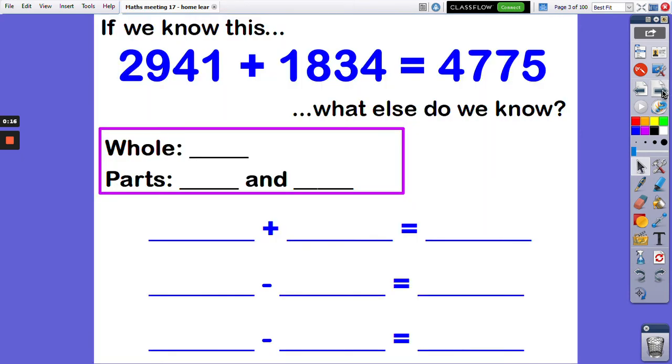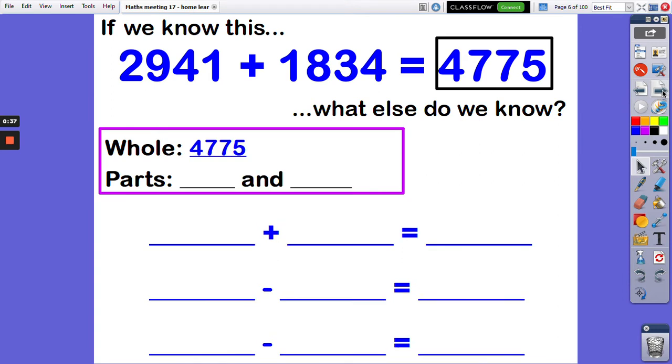Okay, let's begin. If we know this, what else do we know? We've got 2,941 plus 1,834 equals 4,775. If we know this, what else do we know? I want to see the whole, the parts, and I want to see those three calculations. Off you go.